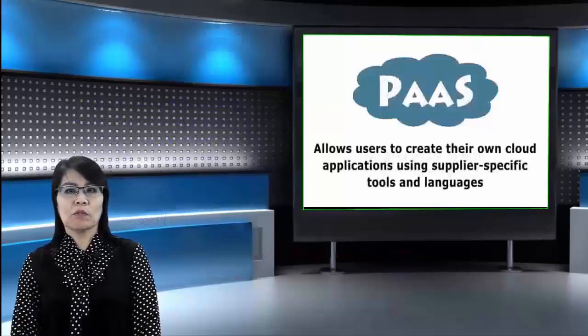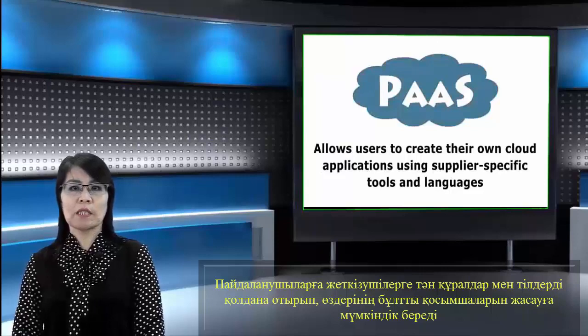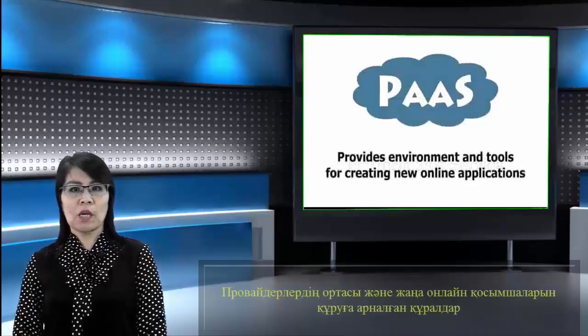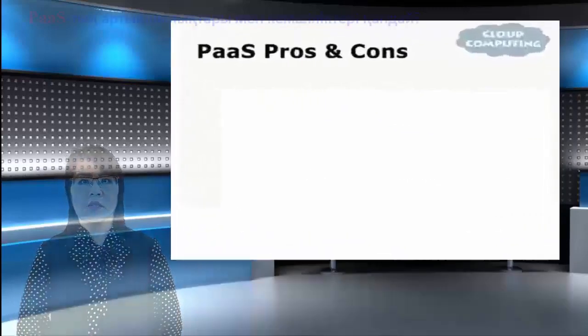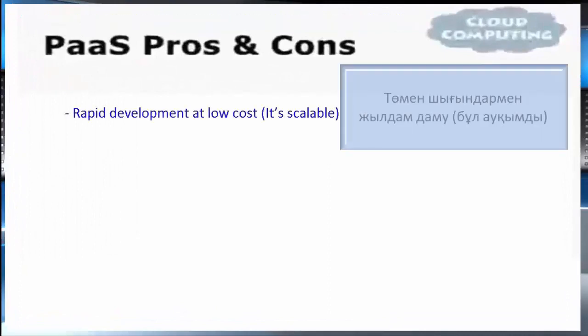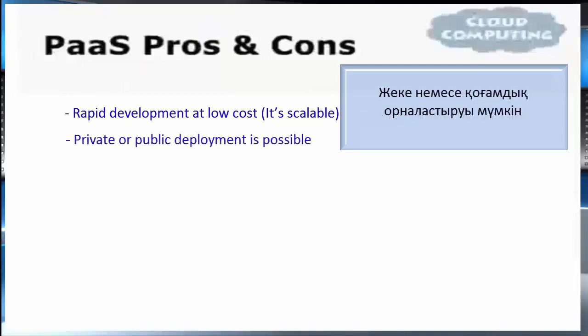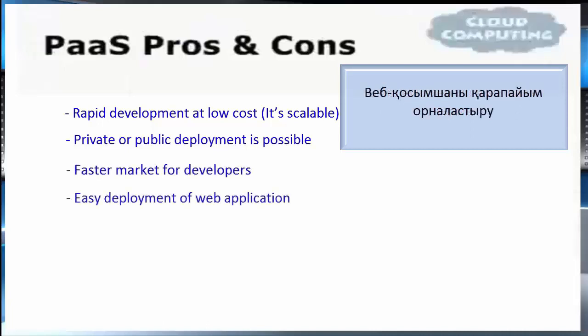Platform as a Service, or PaaS, allows users to create their own cloud applications using supplier-specific tools and languages. It provides an environment and tools for creating new online applications. What are the pros and cons of PaaS? Pros of PaaS: rapid development at low cost, it's scalable, private or public deployment is possible, faster time to market for developers, and easy deployment of web applications.